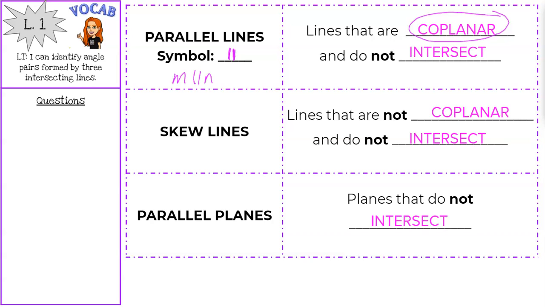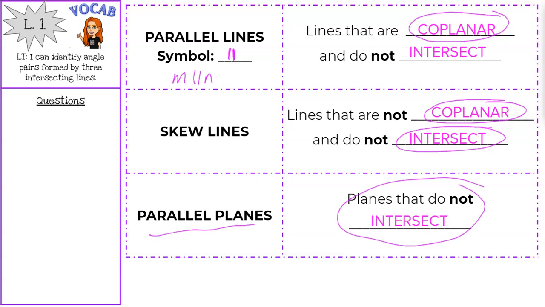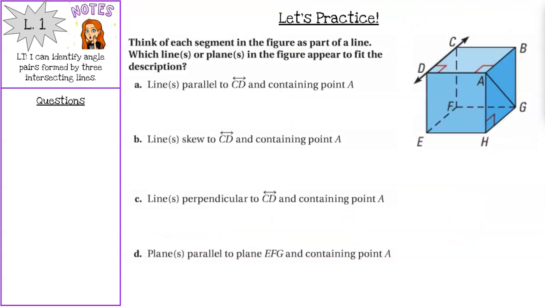Skew lines are lines that are not coplanar, so do not exist on the same plane, and also do not intersect. Parallel planes are planes that just do not intersect. They don't touch. So think of each segment in the figure as part of a line. Which lines or planes in the figure appear to fit the description?